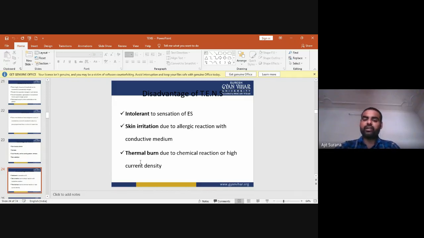First, they are intolerant to the sensation of ES. Skin irritation, mainly due to the allergic reaction with conductive medium. And thermal burn occurs due to the chemical reaction or high current intensity.